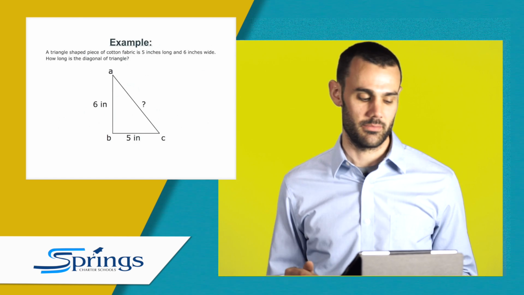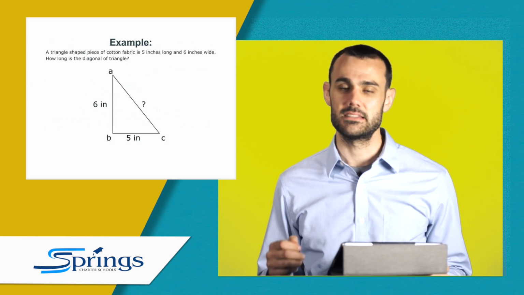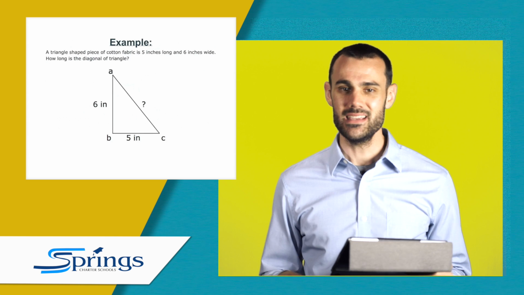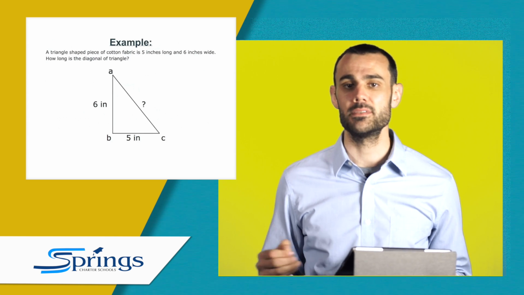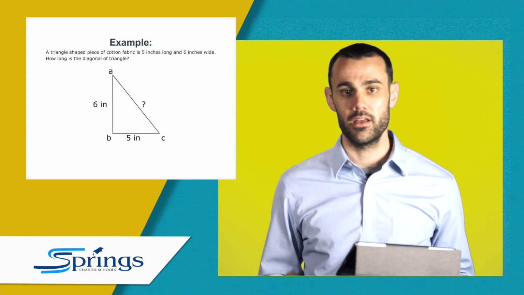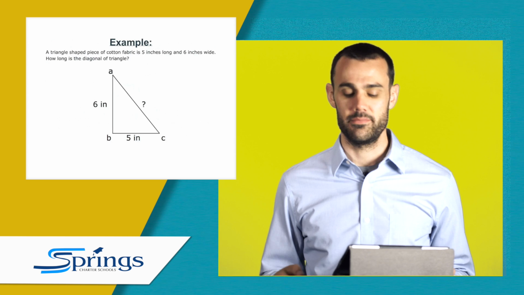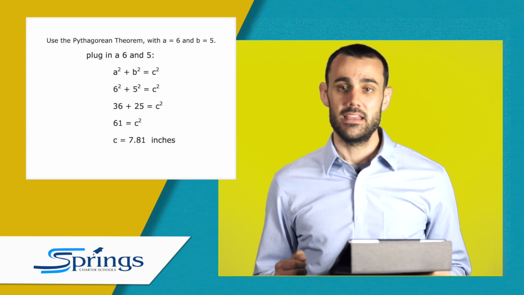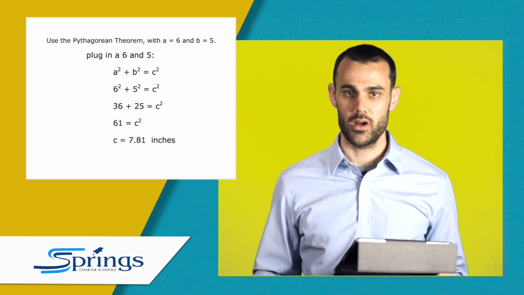Okay, here's an example. A triangle shaped like a piece of cotton fabric is 5 inches long and 6 inches wide. How long is the diagonal of the triangle? Well, that missing side, again, is the hypotenuse of the triangle we're looking for, opposite the 90-degree angle. We need to use the formula a squared plus b squared equals c squared to solve for that missing side. If we insert side a is 6 and side b is 5, we're going to square 6 and square 5.